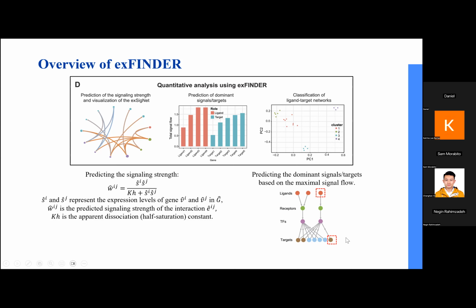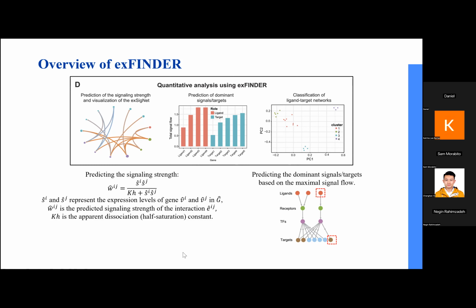So based on this maximum signal flow, we can calculate which ligand has the highest signal outflow and which target has the highest signal inflow. That's how we predict the dominant signals and targets. And then for each signal-target pair, we can have a pathway.